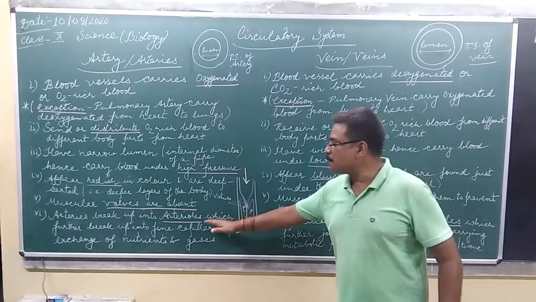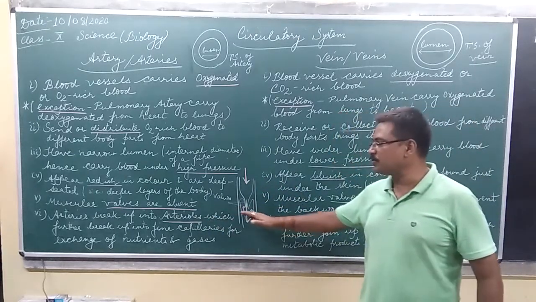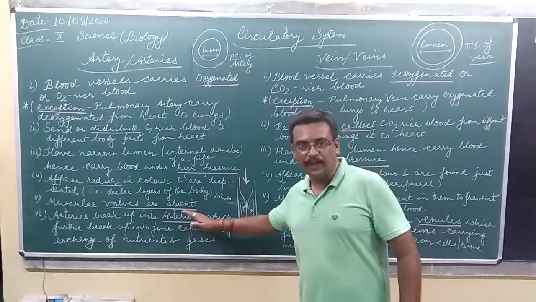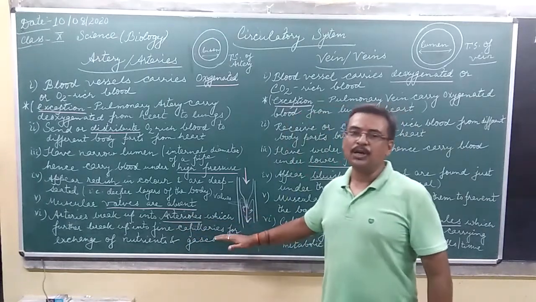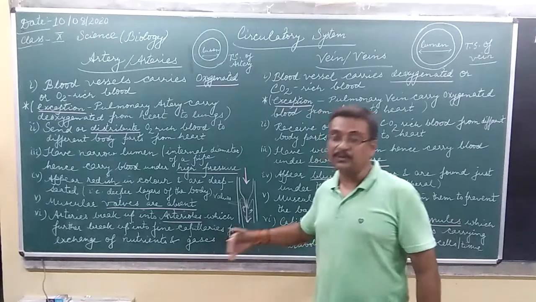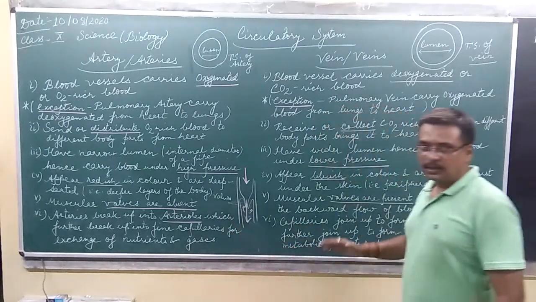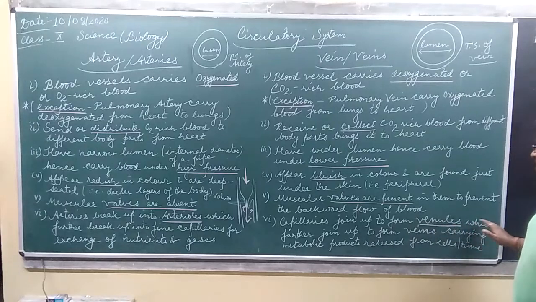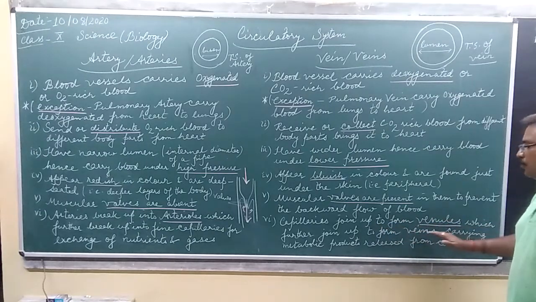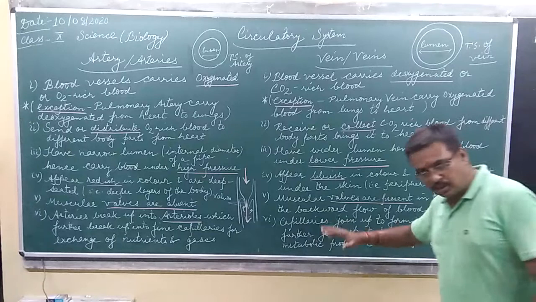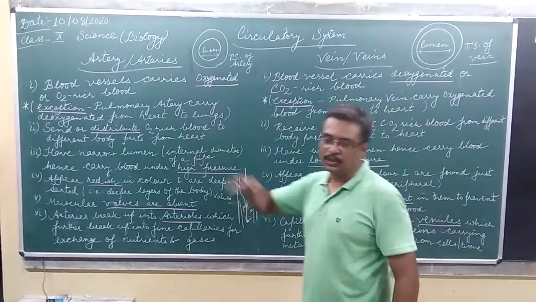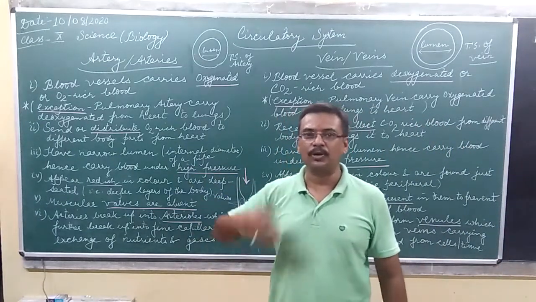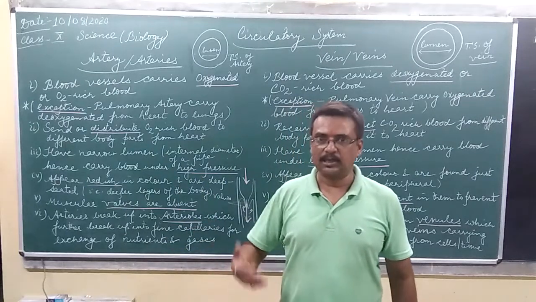So arteries break up into arterioles, and arterioles once again break up into fine capillaries for the distribution and exchange of matter as well as gases through diffusion. And here the capillaries join up to form venules, which further join up to form veins, and the veins ultimately bring back the metabolic waste and CO2 from the cells and the tissues.